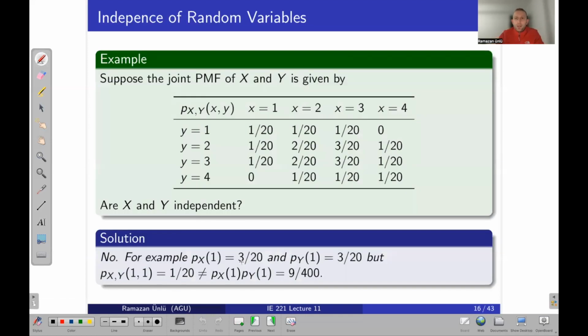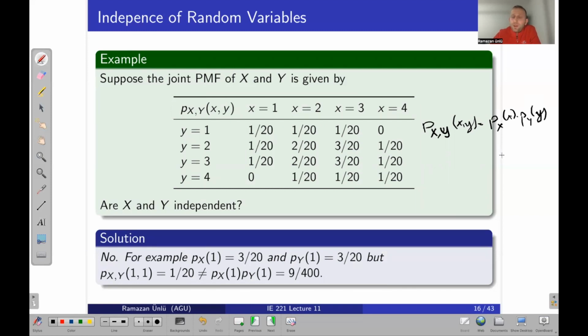But how can we use that? I mean, how can that be useful? Suppose we are given a table showing the joint PMF of X and Y, and the question is: are X and Y independent? So how can we check that? Remember that the joint PMF is equal to the P of X times the P of Y, right?